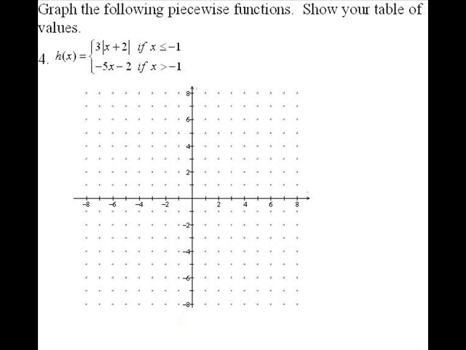I want to first see where the domain is restricted on this one. Where do the two pieces split up? And we can see that that's going to be at -1. So I'll put a line at -1 just to remind myself that that's where I should split these two graphs in half. So let's start with the absolute value function.